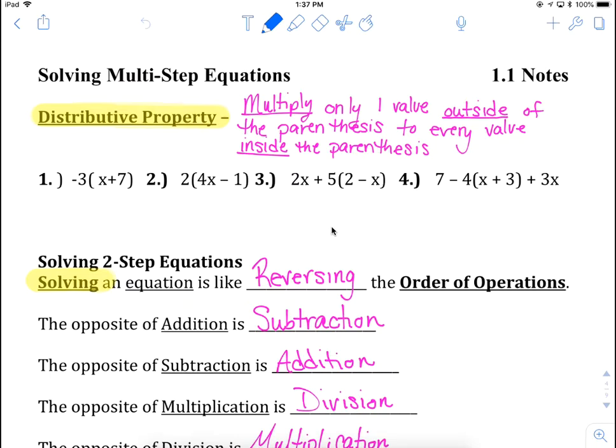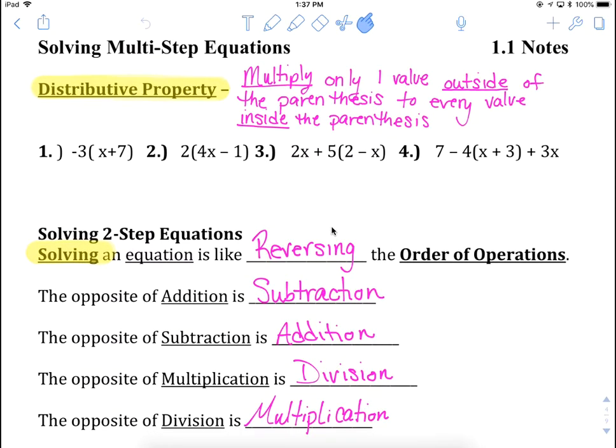Guys, we're going to go ahead and start with our first set of notes for 1.1. So if you will do me a favor, go ahead and write what you see on the screen. If you need more time, just pause it so you can do that. I'm going to jump ahead.